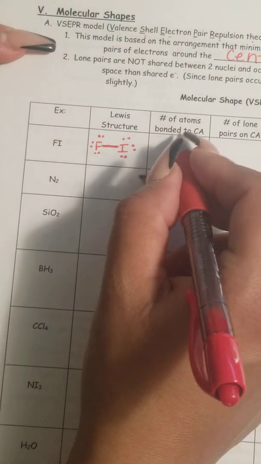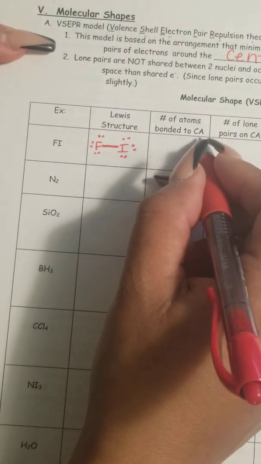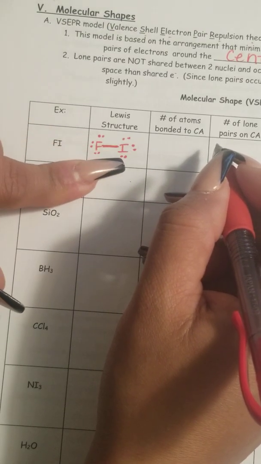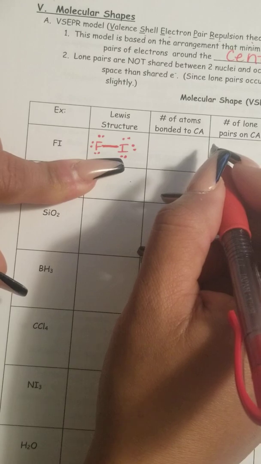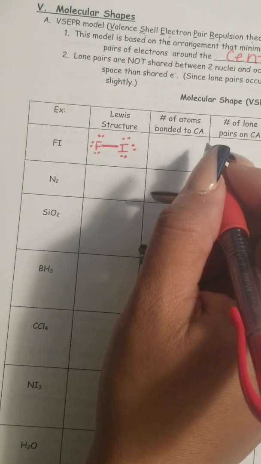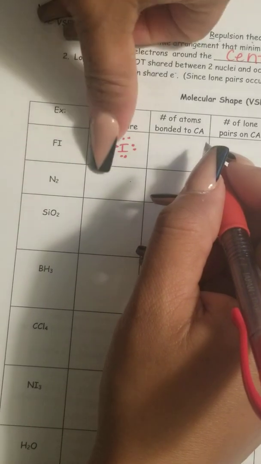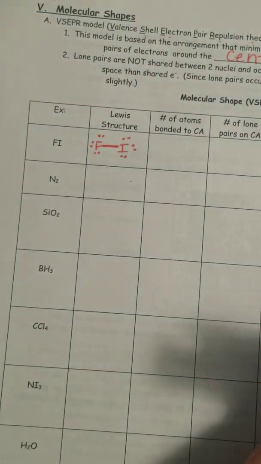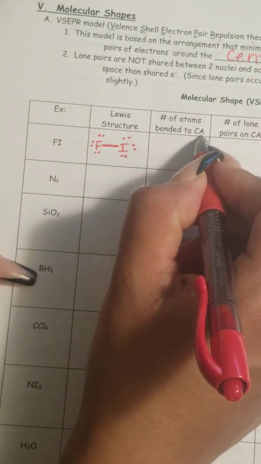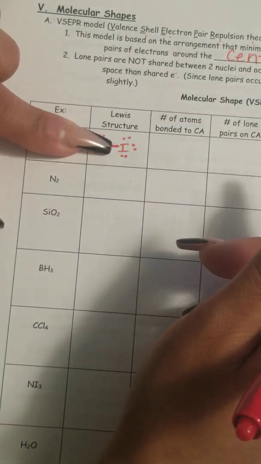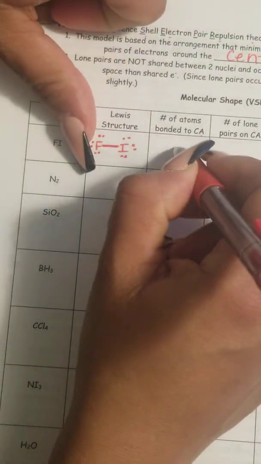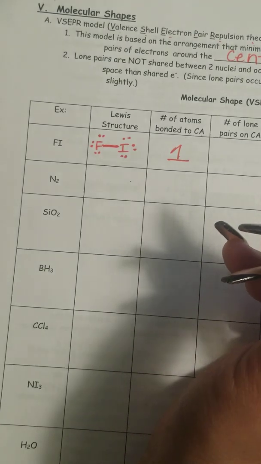The number of atoms bonded to the central atom. Is this the central atom, or is this one the central atom? Do we know which one? Well, this can be the central atom, or this can be the central atom. There's only two of them. So how many atoms are bonded to the central atom? If we call him the central atom, he only has fluorine. If fluorine's the central atom, he only has iodine. So 1 is the answer.